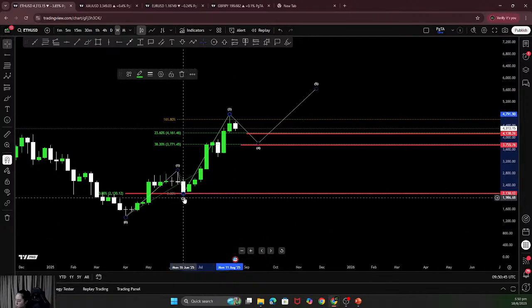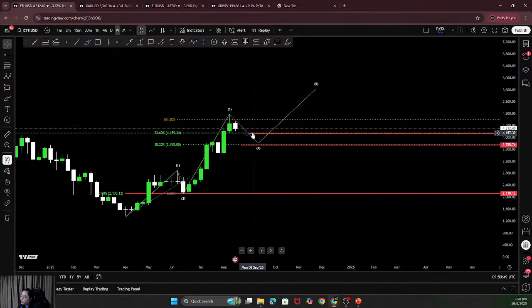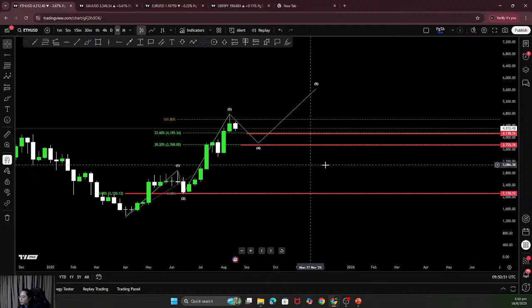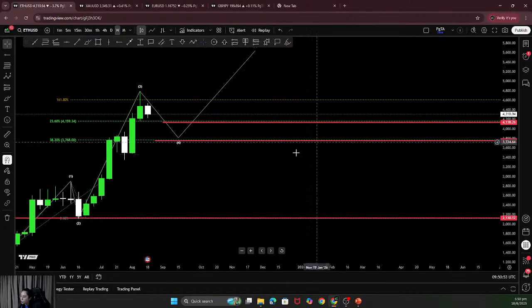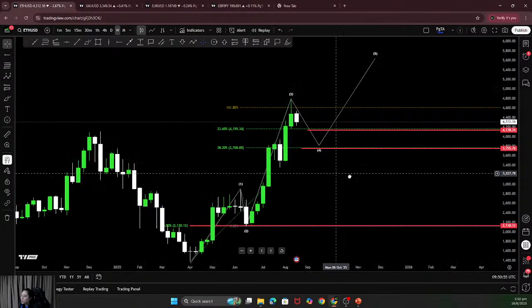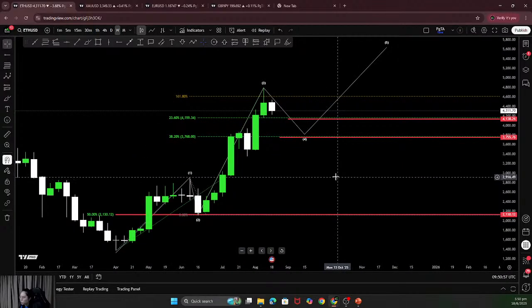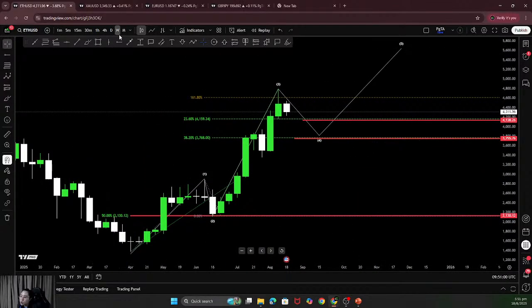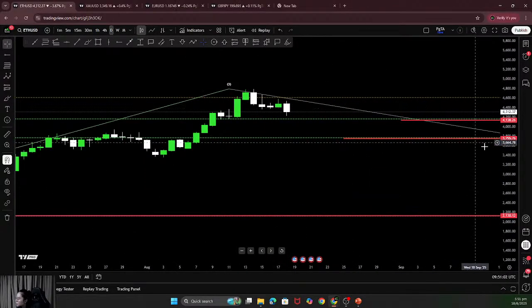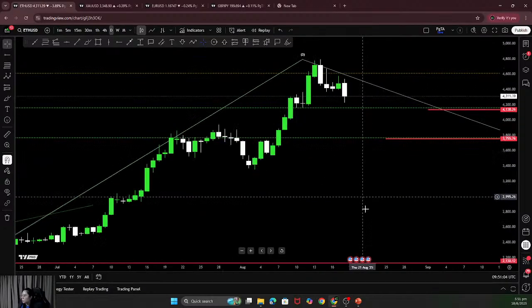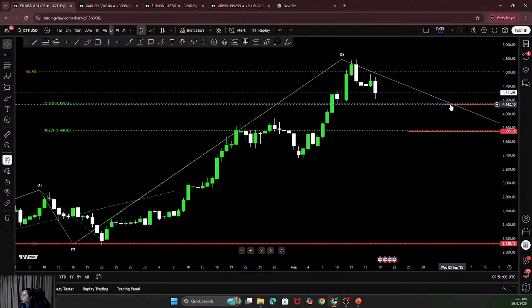I'm going to pull this. Yeah. 23.6 or 38.2 is where I think price is going to pull back to. I don't know where, but this is what I think is going to happen. Okay, now that's that. I can now go down to the small time frame because I have a rough idea of where I think price is going to stop and where my entry is going to be.